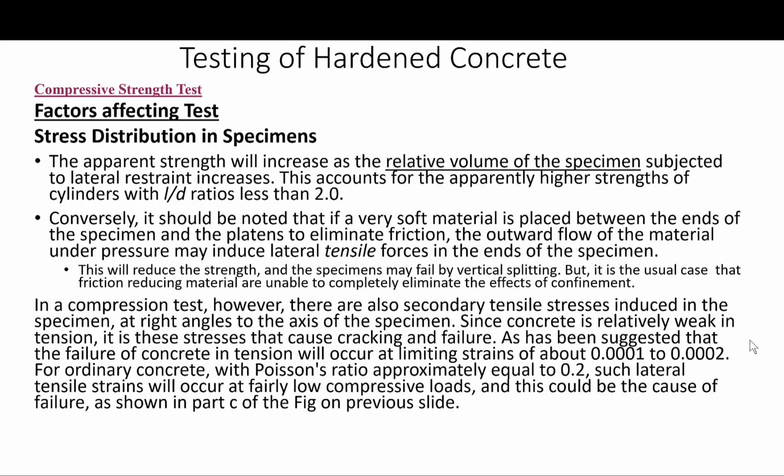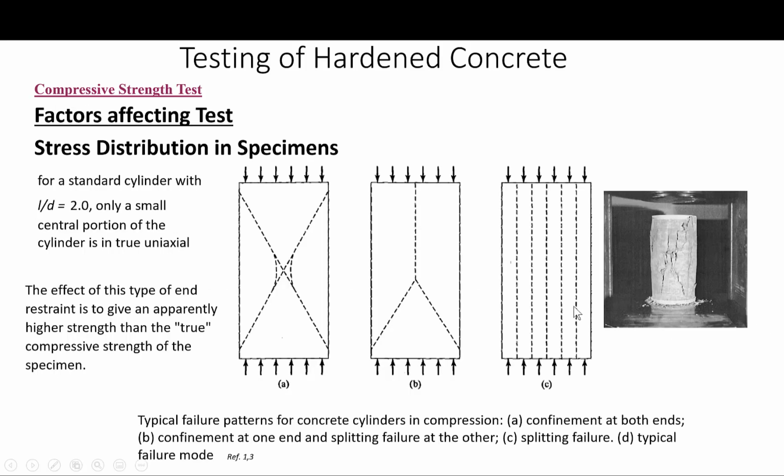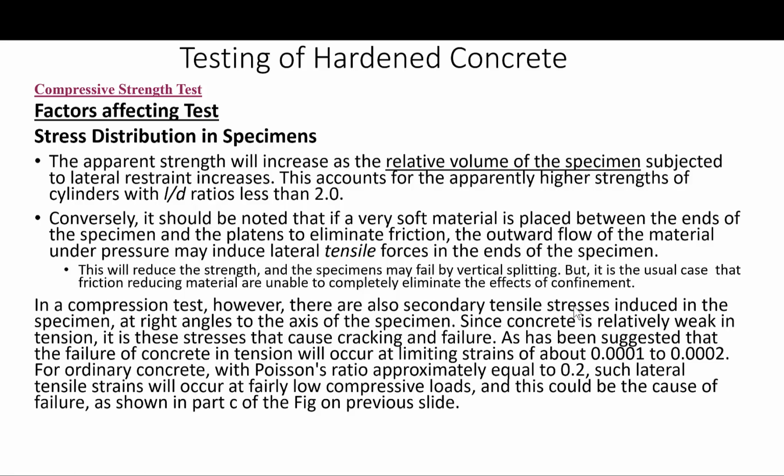Also it should be noted that if a very soft material is placed between the ends of the specimen and the platens, to eliminate friction, the outward flow of the material under pressure may induce lateral tensile forces in the ends of the specimen. This will reduce the strength of the specimen, and it may fail by vertical splitting, as we've seen here. It is usually the case, however, that friction reducing materials are unable to completely eliminate the effects of the confinement.